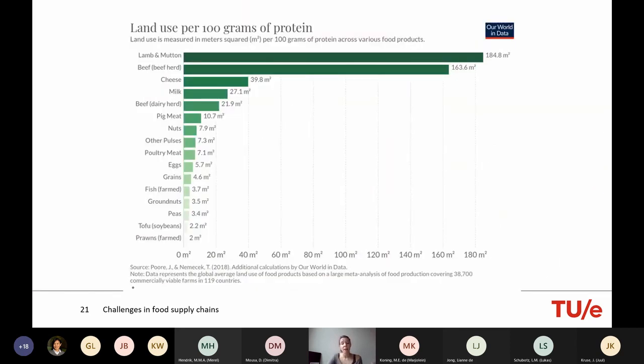And again, this type of impact varies per product. So we can see, for example, that land use intensity is very high for animal products, and lower for certain types of plant-based products such as tofu or peas or so on, just because we need a lot more input in terms of feed material and so on, and that requires a lot more land use.